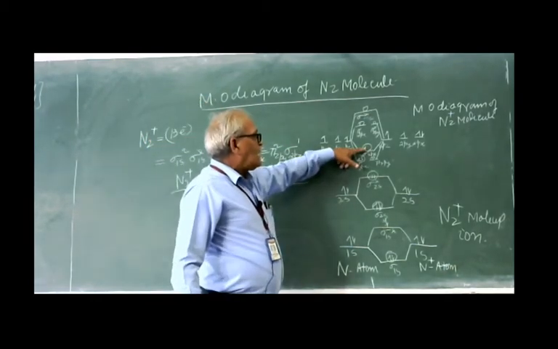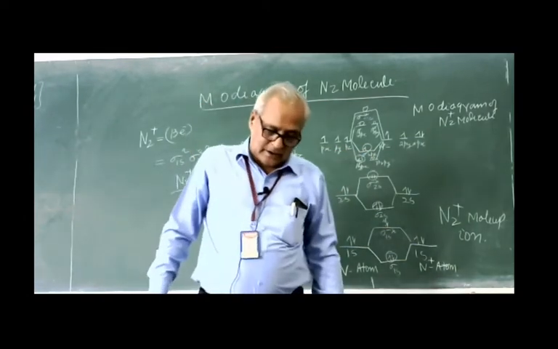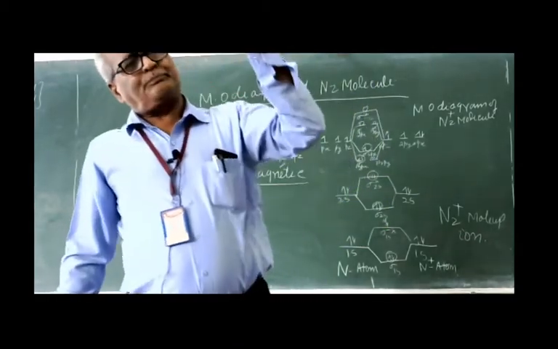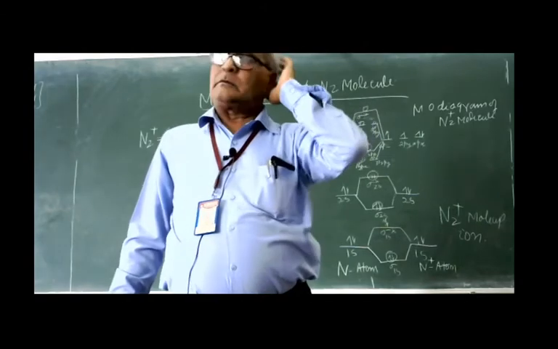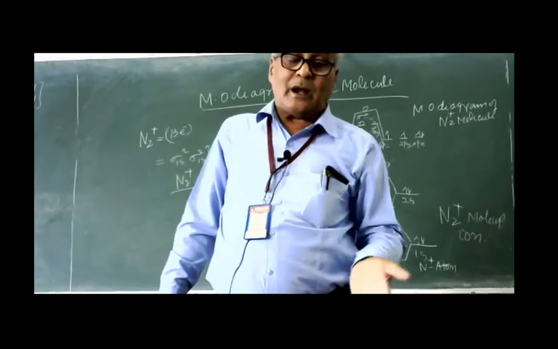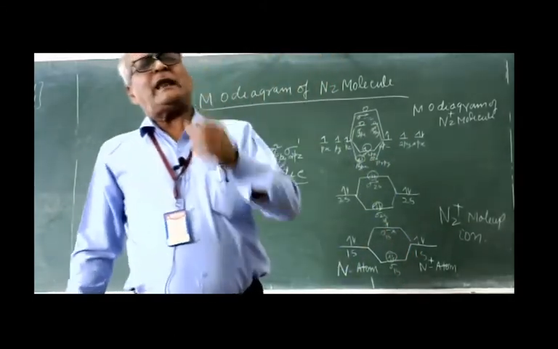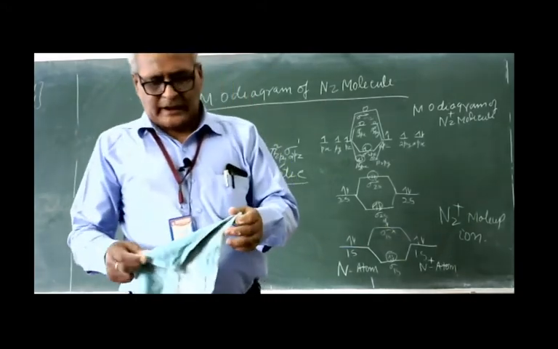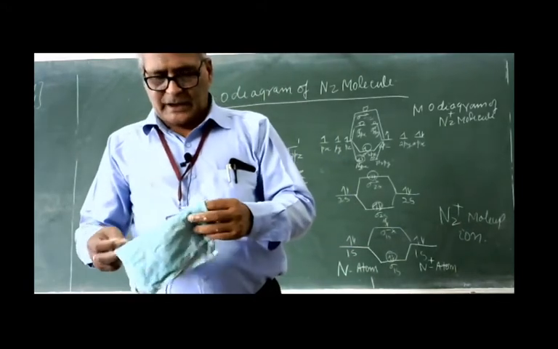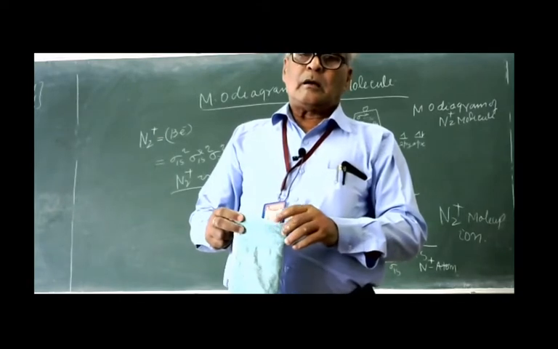Just see here, the electron in sigma 2pz is 1, it is unpaired. If all molecular orbitals contain paired electrons, the molecule is diamagnetic. If a single electron is unpaired, it is paramagnetic. So in this way, in any molecule, you can understand the diamagnetic and paramagnetic behavior of the ion or molecule.